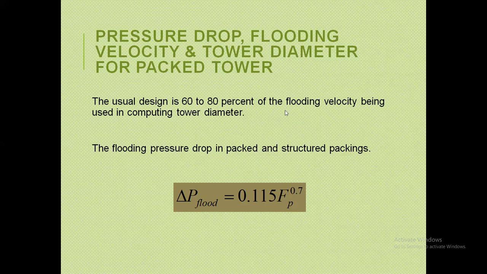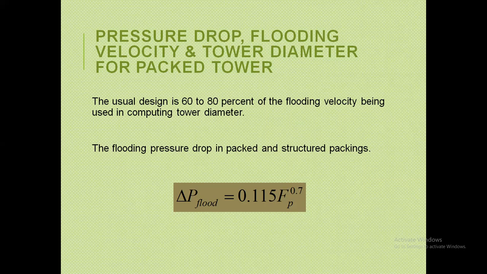So the usual design uses a range of 60 to 80% of the flooding velocity in computing the tower diameter. Now, since this is a range, class, and since we want to limit the possibility of flooding in our column, we use the least value in the range, and that's 60%. What we do first, using the flooding correlation diagram, which I'll be showing to you in a little while, is determine from that particular diagram the flooding velocity. We determine the flooding velocity.